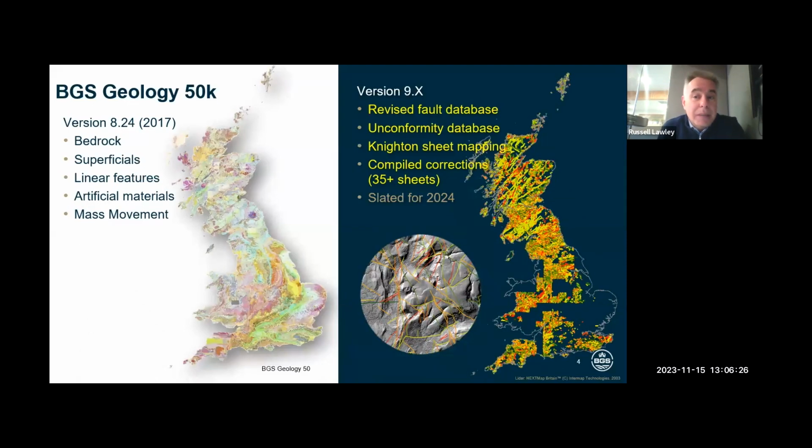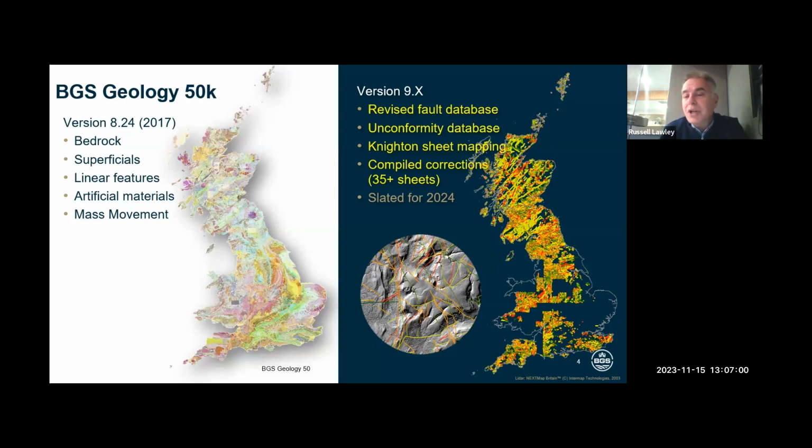The layer that most people interact with is the BGS Geology 50,000 scale mapping. So this is currently version 8.24, which was published in 2017. My team is currently working on version 9, which should be available in the first quarter of 2024. We might have a few delays, unfortunately, but we are going to try and get it out at the beginning of 2024. Again, it has a 5-layer structure: bedrock, superficials, linear features, artificial, and mass movement. This data set has near full coverage.